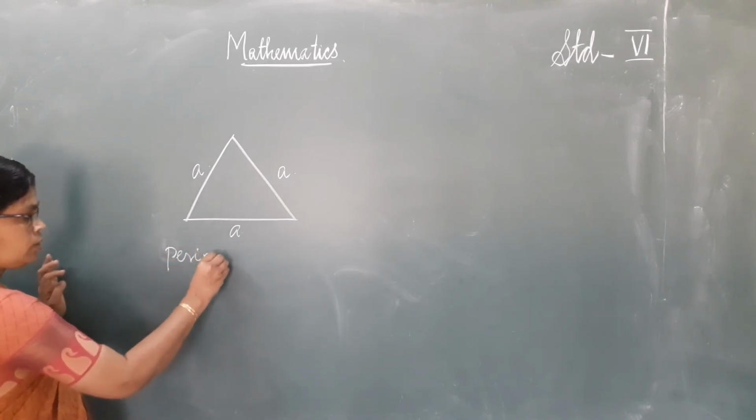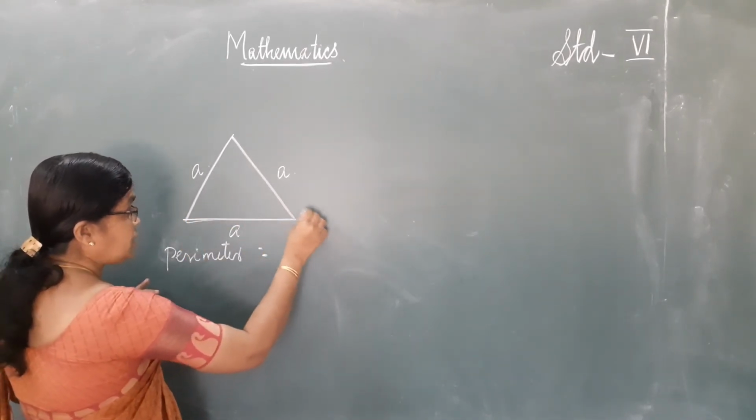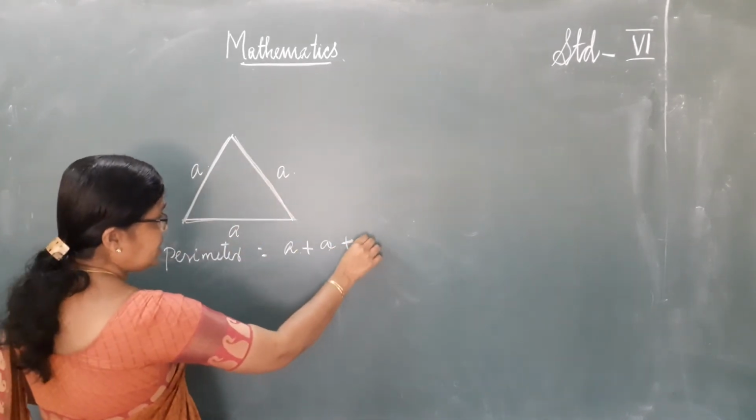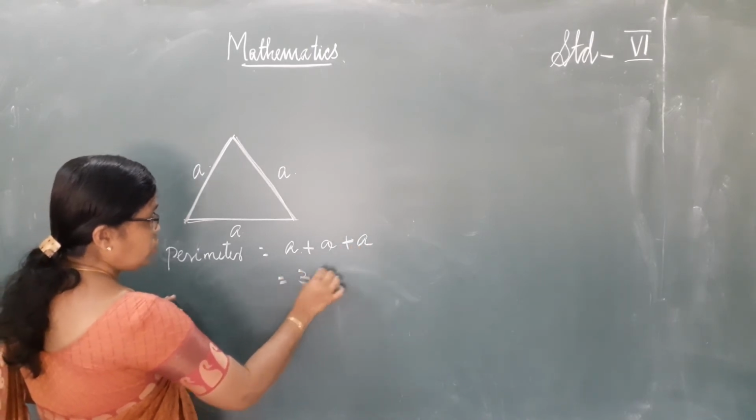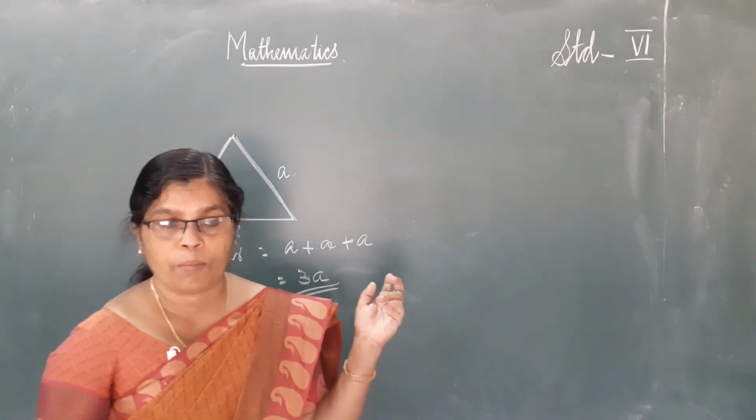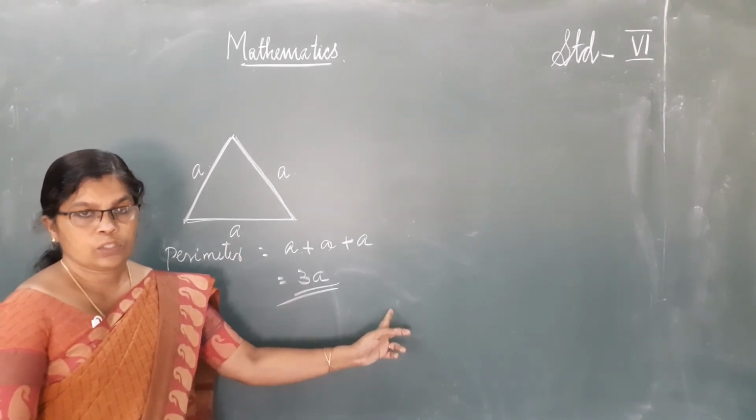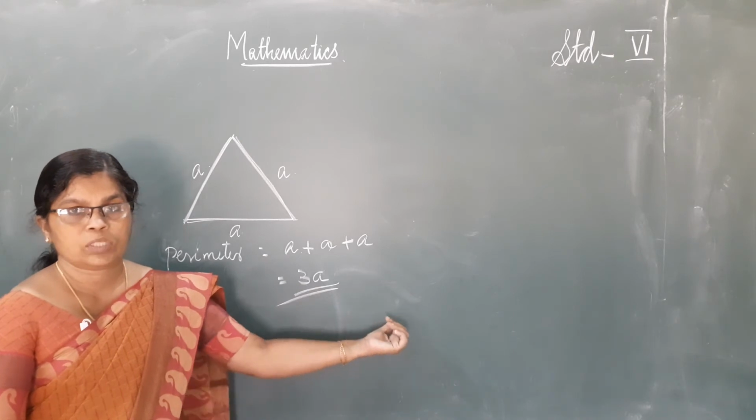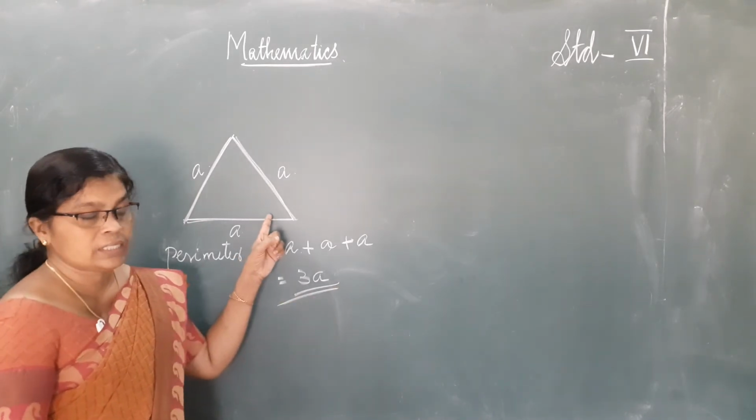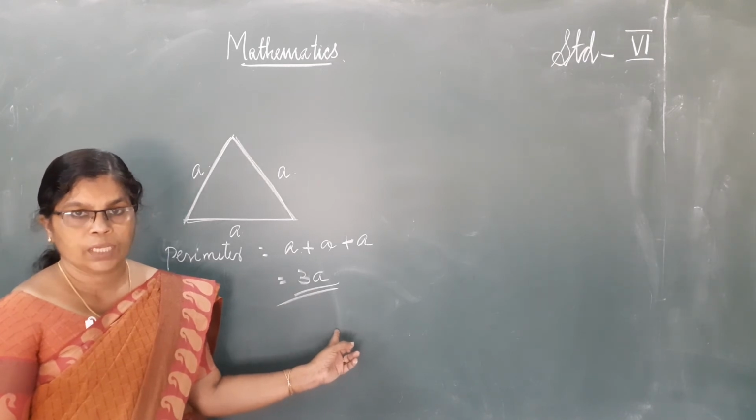Perimeter is equal to A plus, the length of this side, A plus, the length of this side is again A. That is A plus A plus A, that is equal to 3A, if all the sides are equal. If all the sides are equal, we have to use this formula, that is the sum of the sides, that is 3A. So the perimeter of the triangle is 3 times A, 3 times the given side. Okay, so we have to multiply the given side by 3, then we get the perimeter of the triangle.